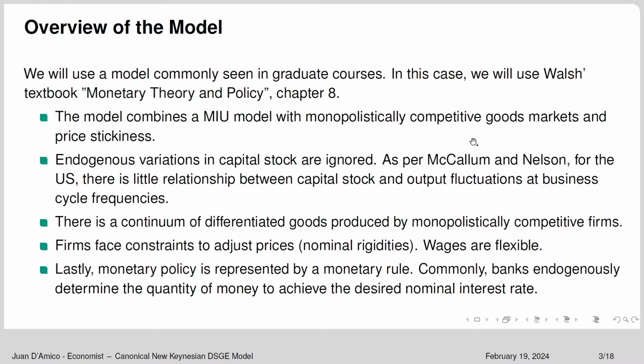Why? Well, because as per McCallum and Nelson, for the US, there is little relationship between capital stock and output fluctuations at business cycle frequencies. This is in the short run.